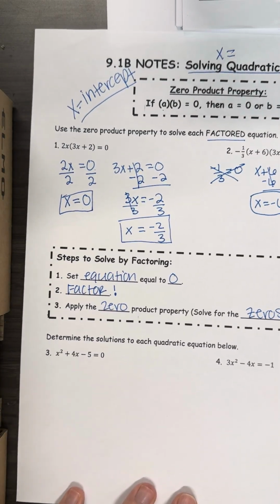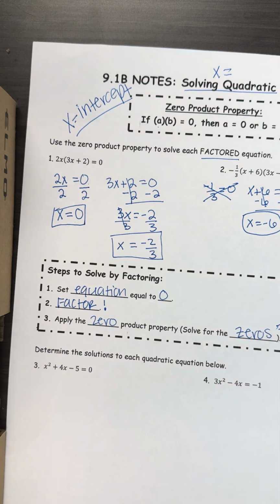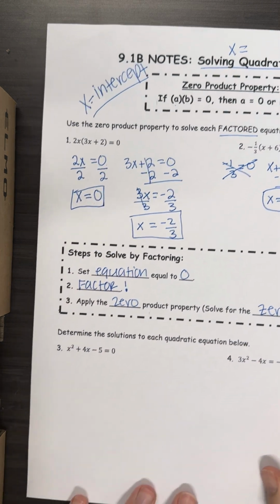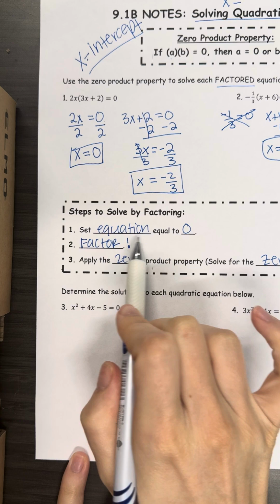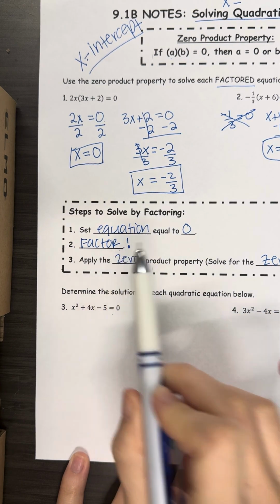Okay, so number 3, what we're going to have to do is factor this equation. So let's go through our steps. My first step, set equation equal to 0. It is already equal to 0. My next step is factor.